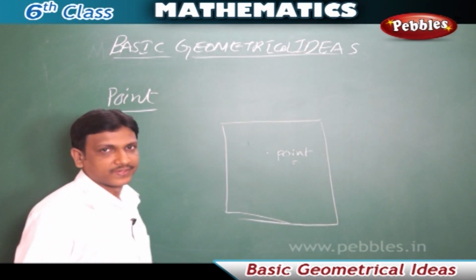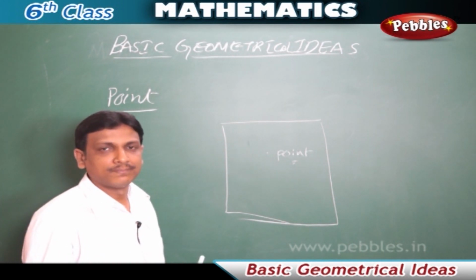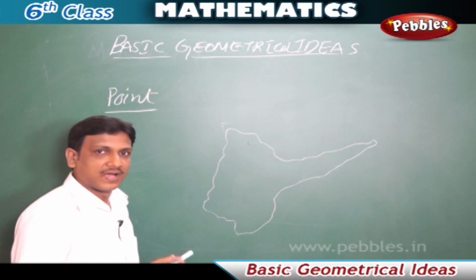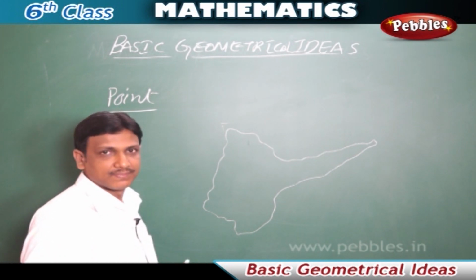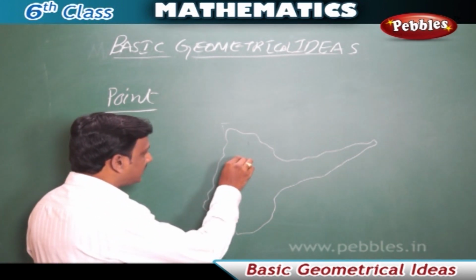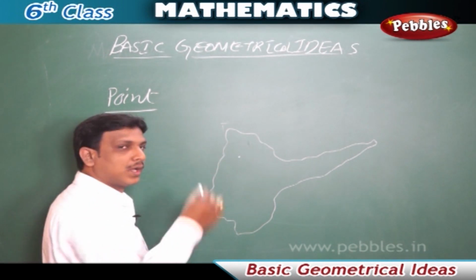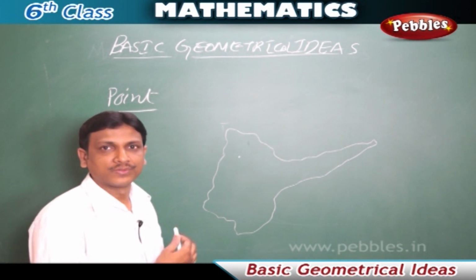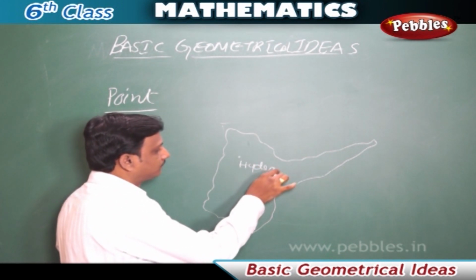What is the use of this point? Points are used to locate some area or some place on a paper, on a picture or on a map. For example, we have the state map of Andhra Pradesh. Now we are going to locate Hyderabad in this map. So where is Hyderabad? It is here. How did we locate it? We just kept one point. In this way, points on maps let us know about a place. What is this place? Hyderabad.